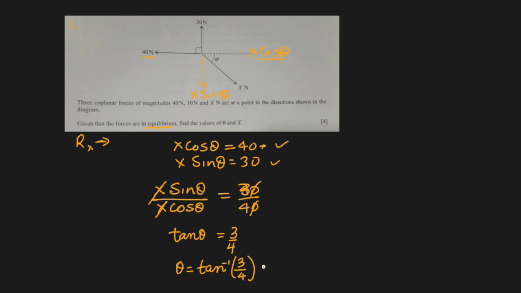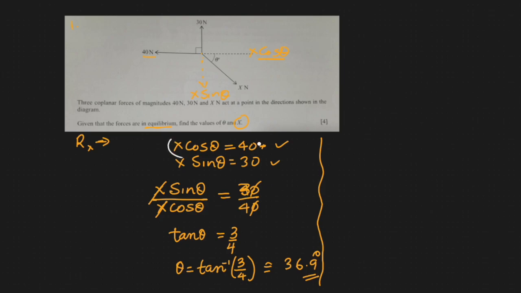What I'm getting here is 36.8698, so I'll write it approximately 36.9 degrees. Secondly, they are asking us to find the value of x. Now, to find the value of x, I could put this in place of theta and get x easily. But I'll do another approach, which will give me a better answer. So what will I do?